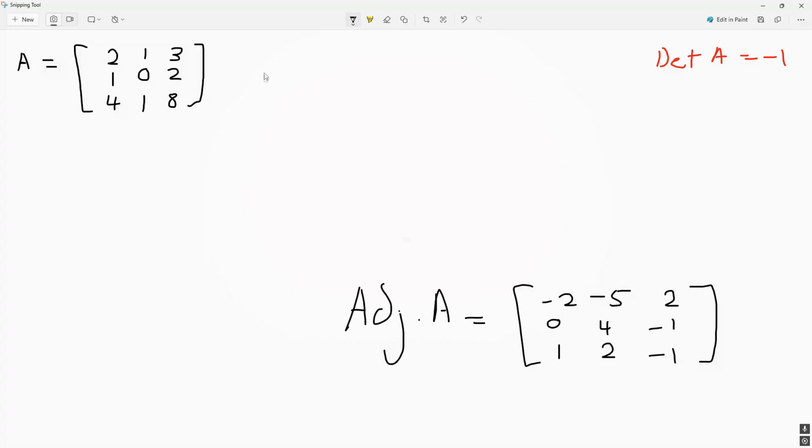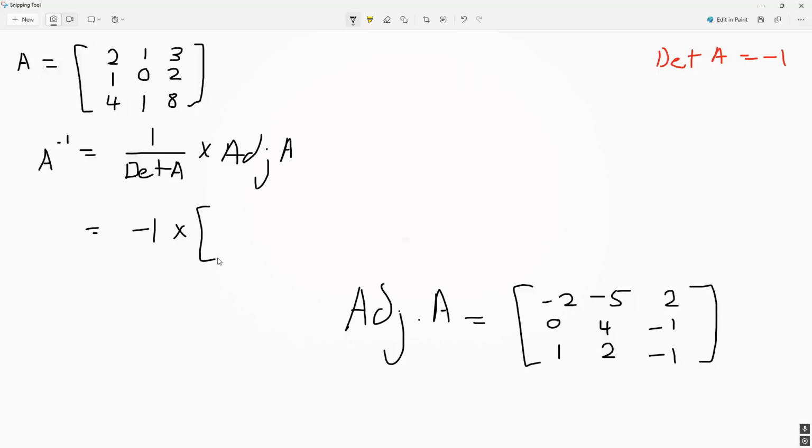Now we're going to go back to the formula. A inverse is equal to 1 over determinant of A multiplied by the adjugate of A. So if we put in this formula, it will be 1 over -1, which will turn it into -1 times adjugate A, which is this. So let's just put it over here: -2, -5, 2, 0, 4, -1. Sorry, my 4s are a little bad. 1 here, 2, -1.